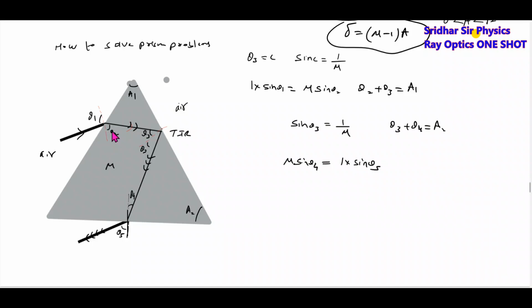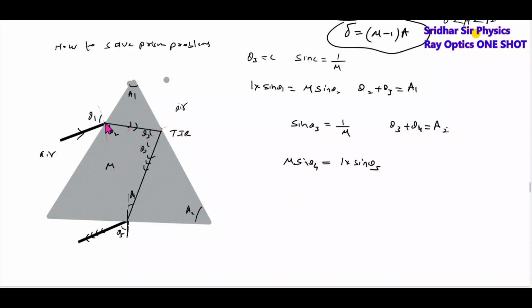Then from the relationship, theta 2 plus theta 3 should be equal to this angle of prism. Theta 3 plus theta 4 should be equal to this angle of prism, from the quadrilateral and the triangle. Then applying Snell's law, 1 into sine theta 1 equals mu sine theta 2. Theta 2 plus theta 3 equals A. Sine theta 3 equals 1 by mu from the critical angle concept. Then theta 3 plus theta 4 equals A. Then mu sine theta 4 should be equal to 1 into sine theta 5. Solving this, we'll get this.